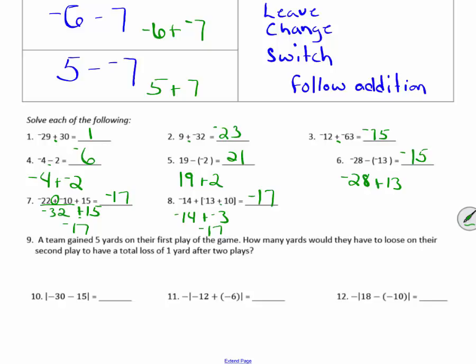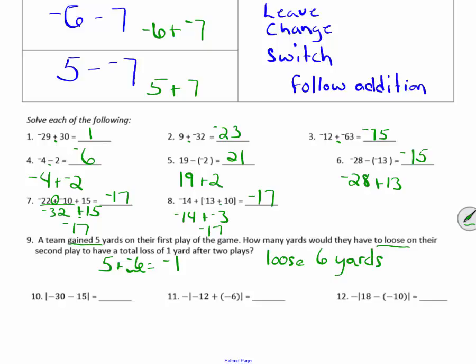A team gained 5 yards on their first play. Gained means it's a positive, so I'm going to write that out automatically. How many yards would they have to lose on their second play to have a total loss of 1 yard? So I have to add something in here to give me a negative 1. Well, I know if I add in negative 5, that's going to bring me to 0. Add in one more negative, so we're adding in negative 6. So they would have to lose 6 yards.